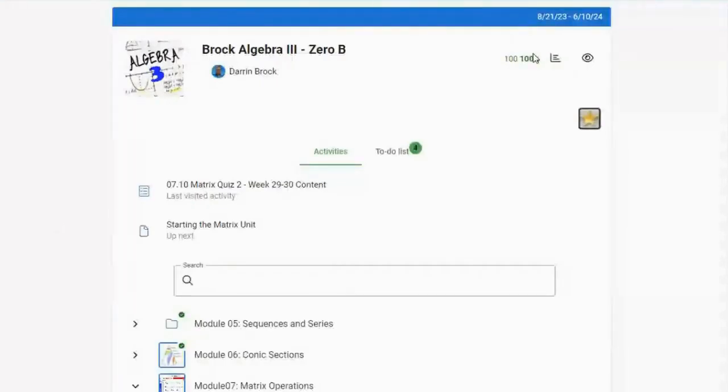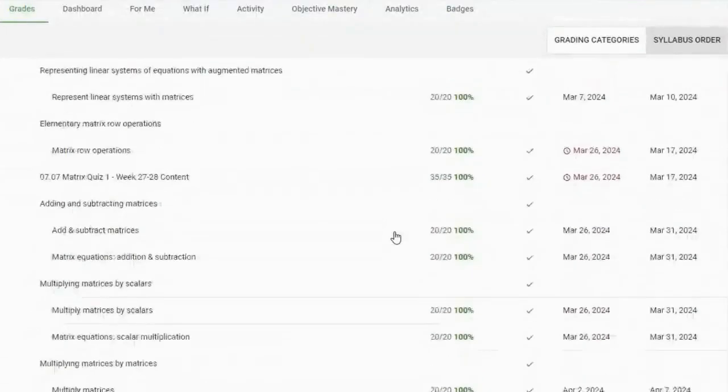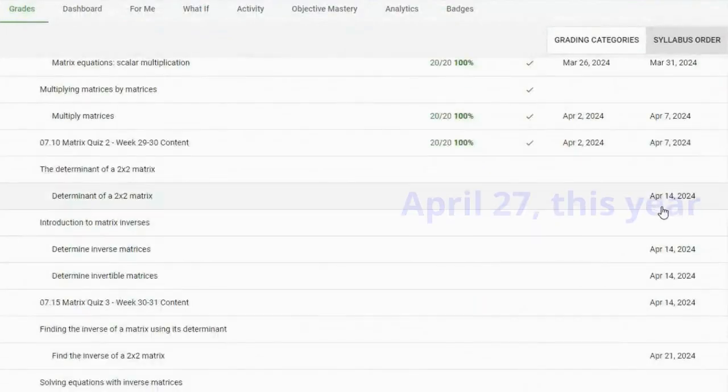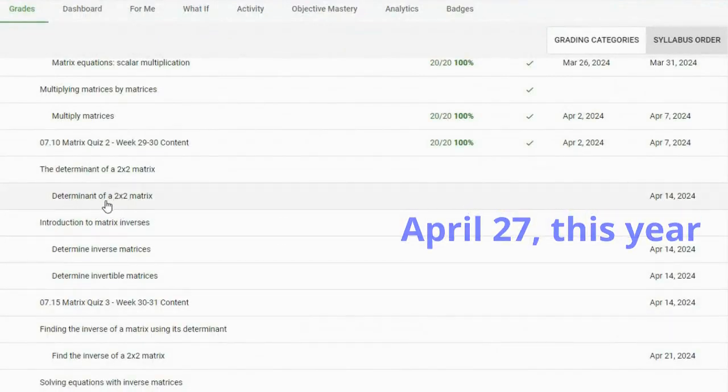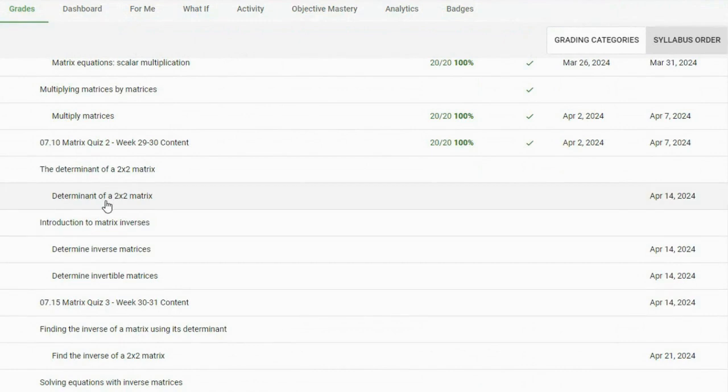We've got to look at this week's lessons. We've got 3 videos today, 3 videos on matrices. And we have 4 assignments. So let's take a look at that. Let's go to our grade screen as usual. And if we scroll down, we will see April 14th. That's this Sunday. We've got to do a determinant of a 2x2 matrix. It's not hard. You just pay attention.